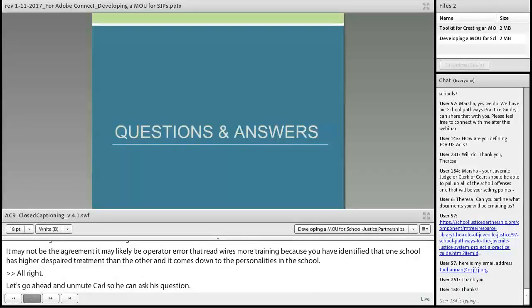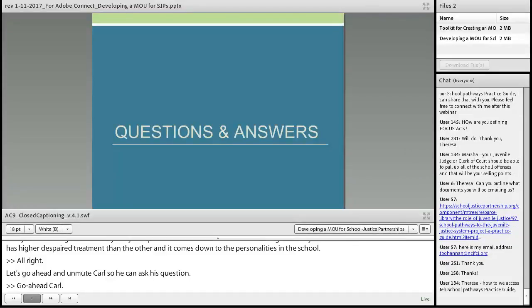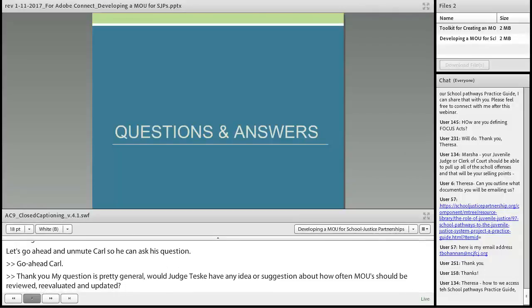My question is pretty general in this regard. Would Judge Teske have any idea or suggestion about how often MOUs should be reviewed, evaluated, and updated? We have one here that's been in place since 2009. And quite frankly, I think it's outdated. I was just curious whether the judge has some thoughts on reviewing those every 3, 4, 5 years or something of that nature.